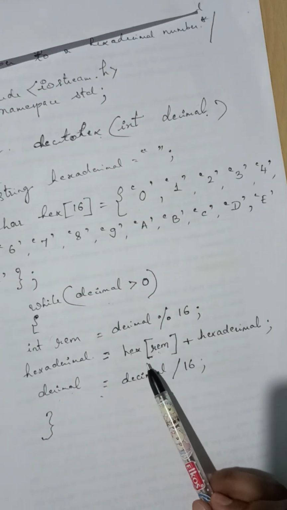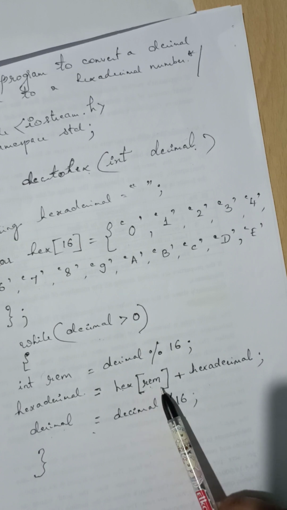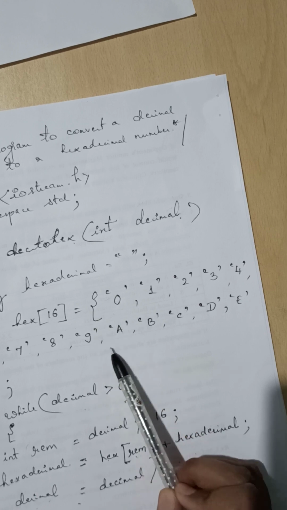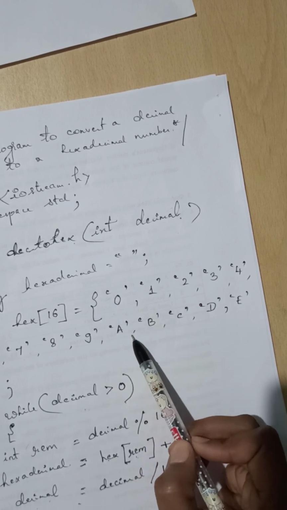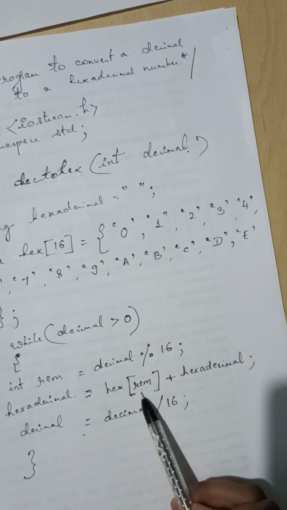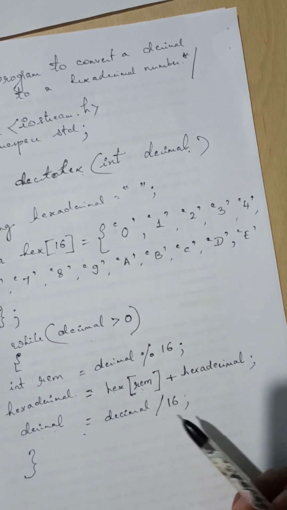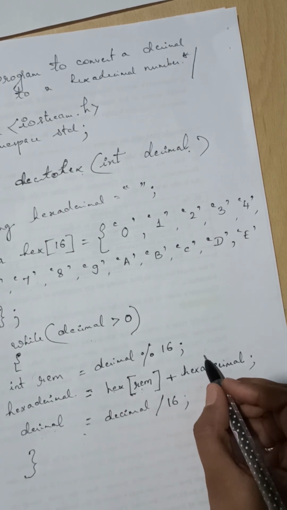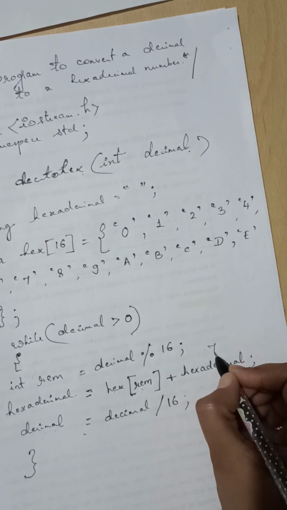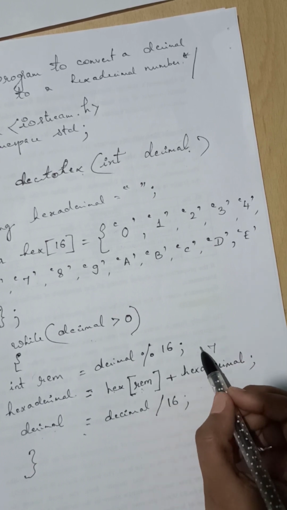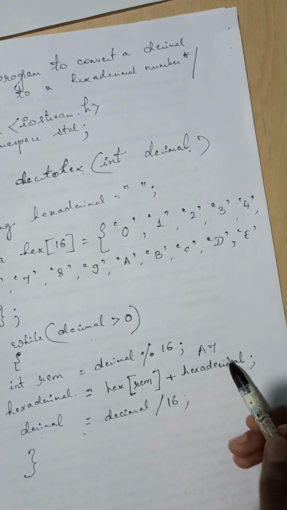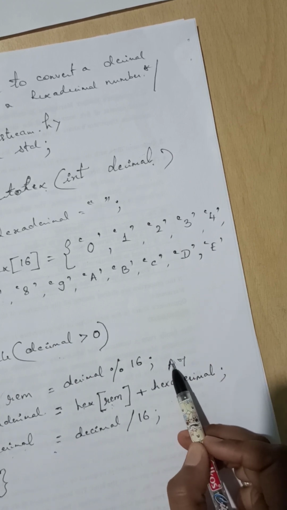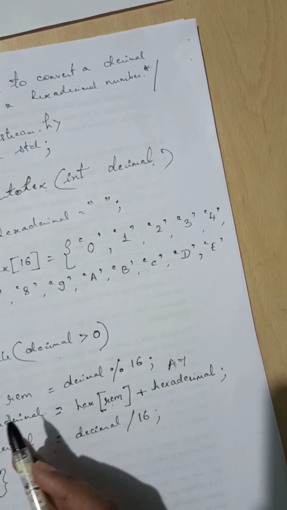So now find out the respective hexadecimal digit. Hex of 10. Where is hex of 10 in this array? Hex of 10 is here. That is the alphabet A, character A. So we get the hexadecimal equivalent as A. Previously what was the hexadecimal value? 7, right? 7 is concatenated with the next remainder, A. The first remainder will be your rightmost digit, and the upcoming remainders will be placed towards the left.